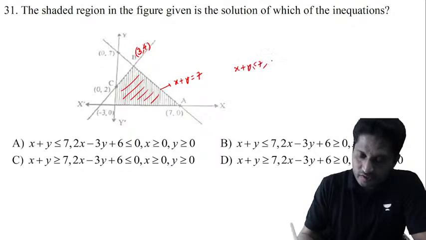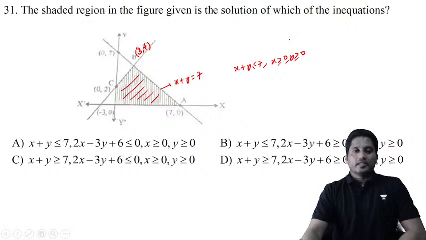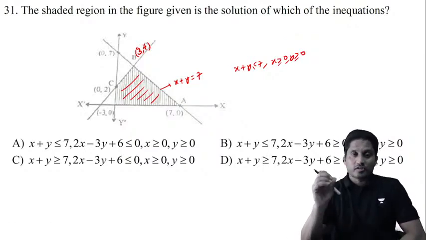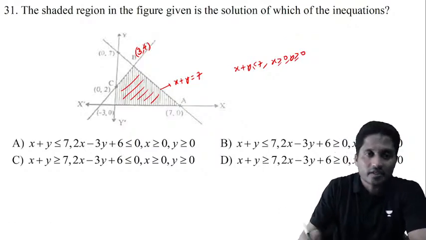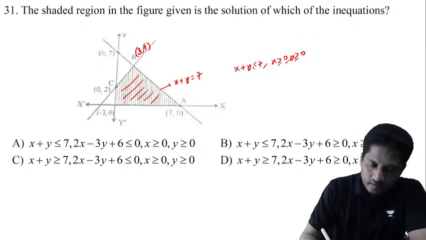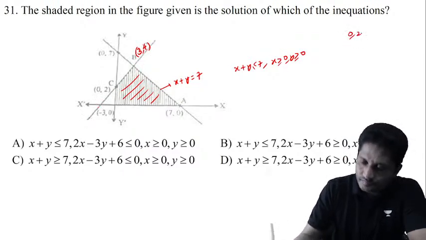So it is shaded in the first quadrant only. X is positive, y is positive. Am I right, guys? It is shaded only in the first quadrant. So x should be positive, y should be positive. Then I should find out this line, right? Corner points are 0,2 and 3,4.